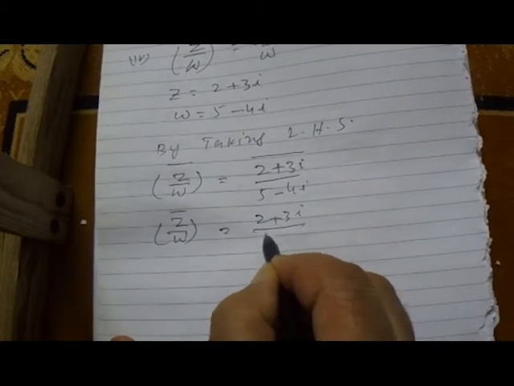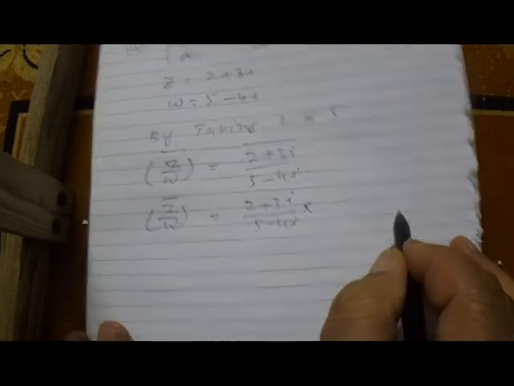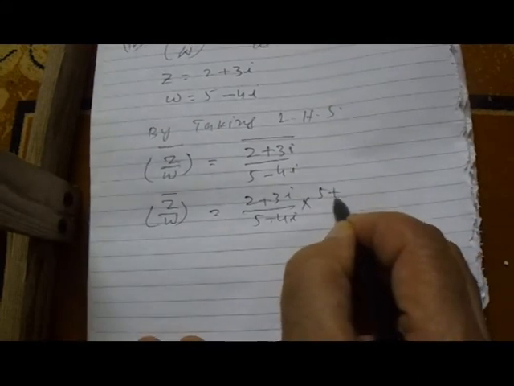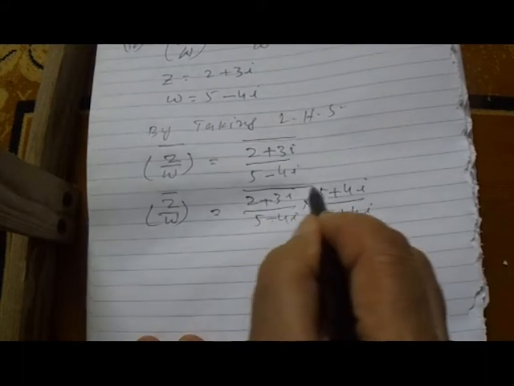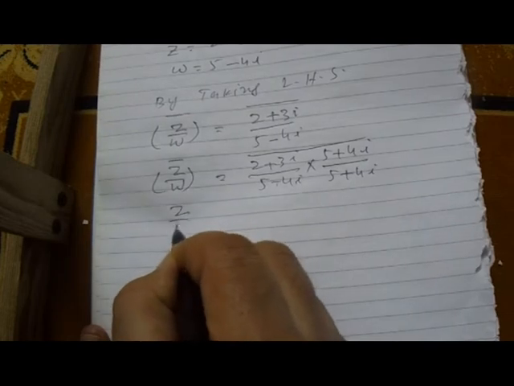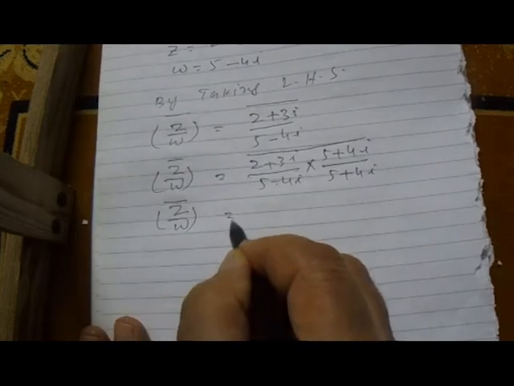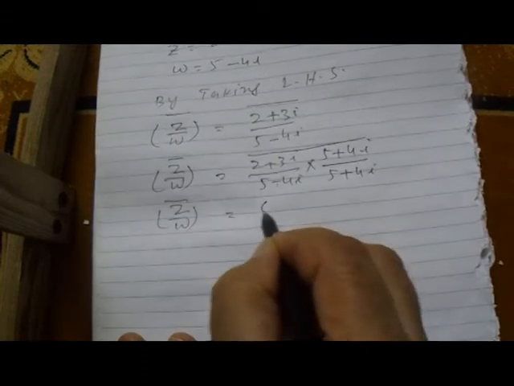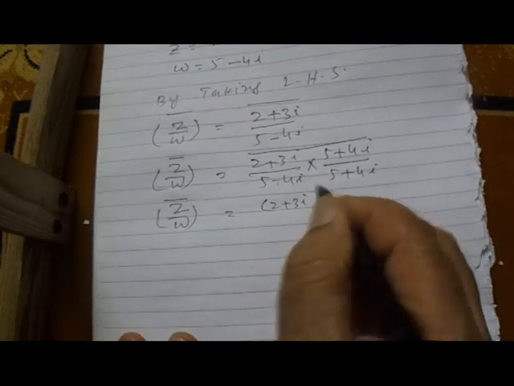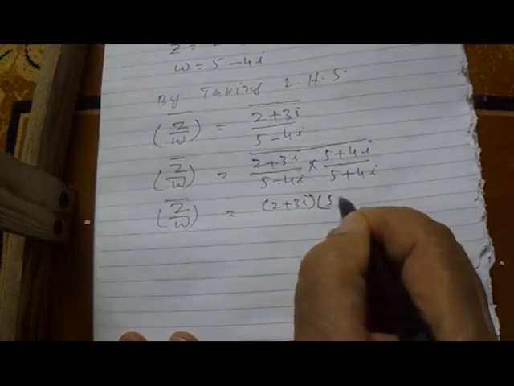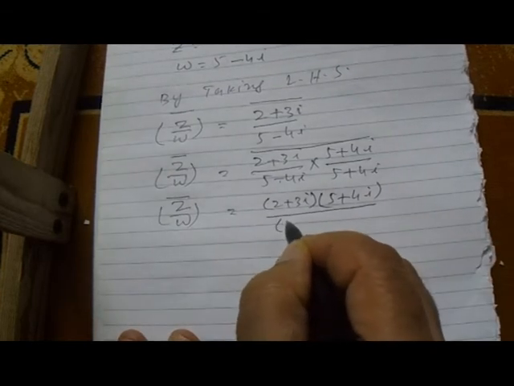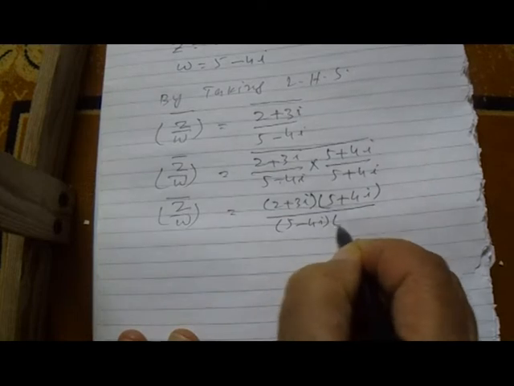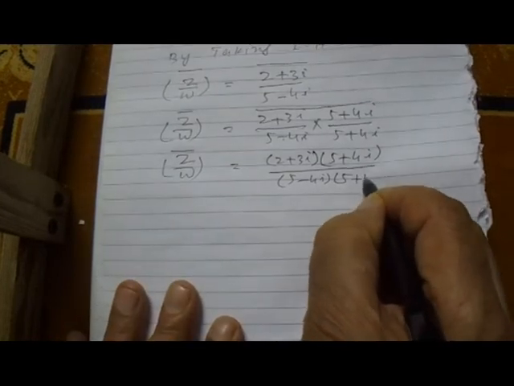It means (2 plus 3i) over (5 minus 4i), multiply by the conjugate of this, 5 plus 4i, and also 5 plus 4i. We write also this bar. Again z over w bar is equal to, we multiply by this, (2 plus 3i) multiply in brackets (5 plus 4i). Now this over, in brackets, (5 minus 4i) into (5 plus 4i).